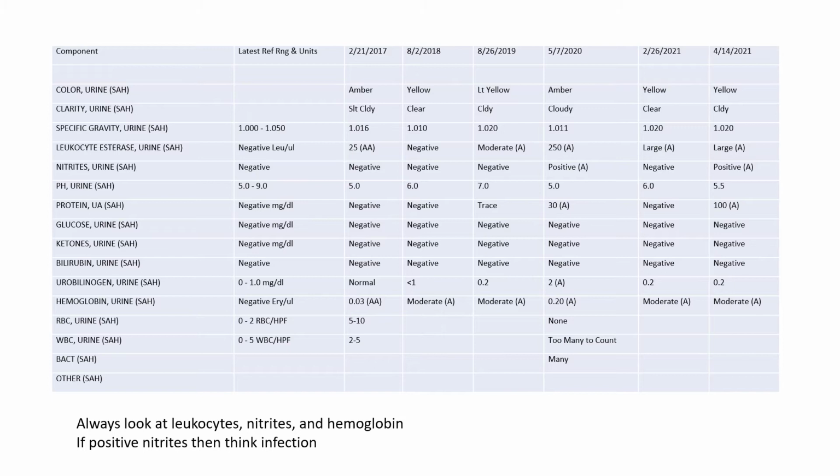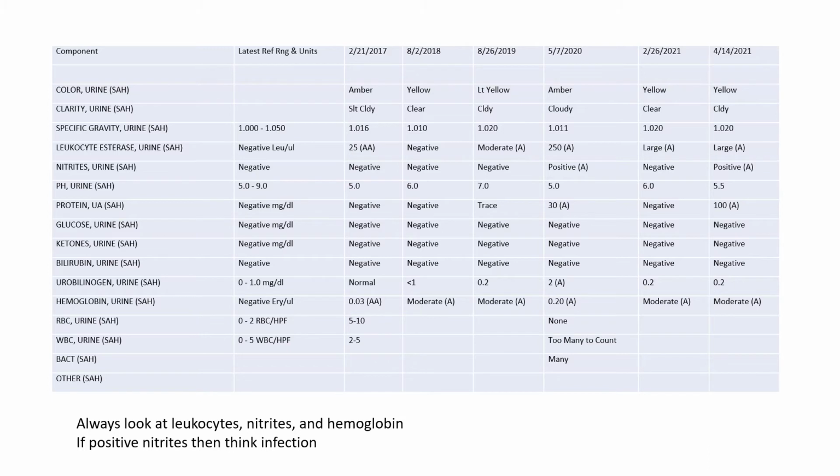What's more positive for a UTI is if they have positive nitrates. Nitrates, if you look at the nitrates, think infection. That's going to be a little tip that's going to help you be able to diagnose that. So sometimes on this you can see that some of them have been negative and then others have been positive for this grouping of urinalyses.